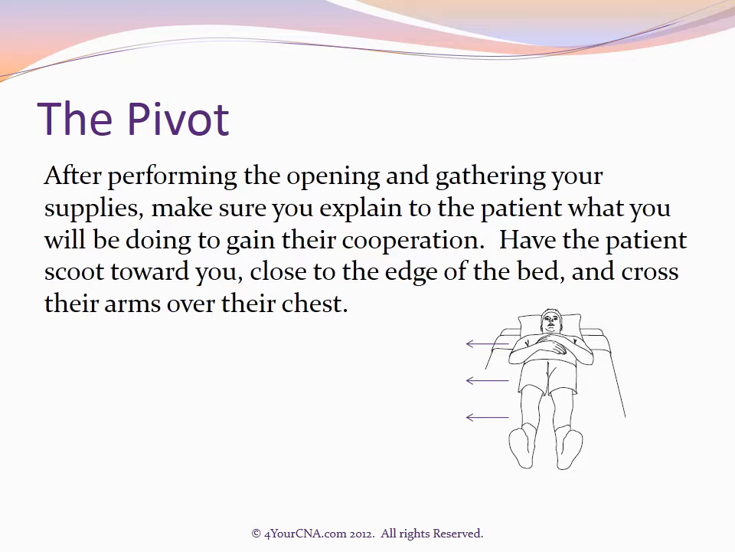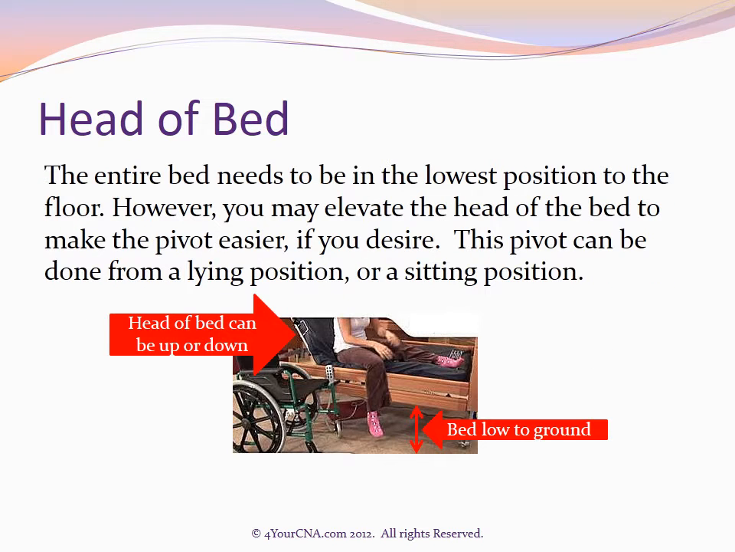After performing the opening and gathering your supplies, make sure you explain to the patient what you will be doing to gain their cooperation. Have the patient scoot toward you, close to the edge of the bed, and cross their arms over their chest. The entire bed needs to be in the lowest position to the floor. However, you may elevate the head of the bed to make the pivot easier if you desire. This pivot can be done from a lying position or a sitting position.